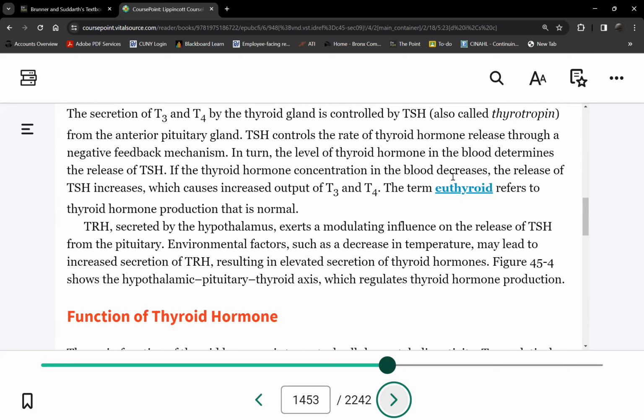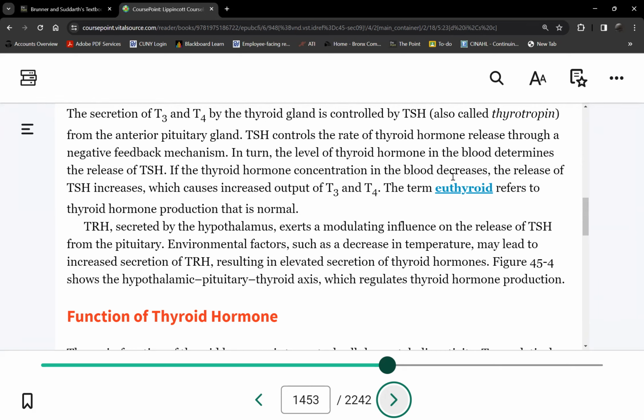So if there is little T3, T4 circulating in the bloodstream, the pituitary gland releases a thyroid stimulating hormone, which will stimulate the thyroid glands to make more of the T3, T4. Whereas if the other problem exists, let's say you have too much T3, T4, then the pituitary gland will cause the restriction of the release of TSH, thereby decreasing stimulation of the thyroid glands. Any questions up to this point?